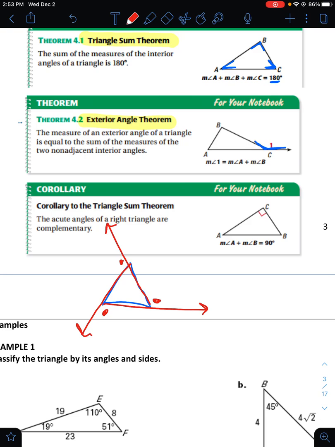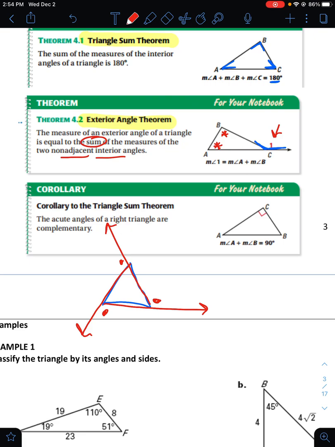This theorem says that the measure of this angle right here is equal to the sum. Okay, so I'm going to add together the measures of the two non-adjacent interior angles. So this angle right here is adjacent to 1. Okay, that's not the one we're talking about. We're talking about the non-adjacent angles. So we're talking about angle B and angle A. So if you were to take the measure of angle B and angle A and add them together, it's going to equal the measure of angle 1.